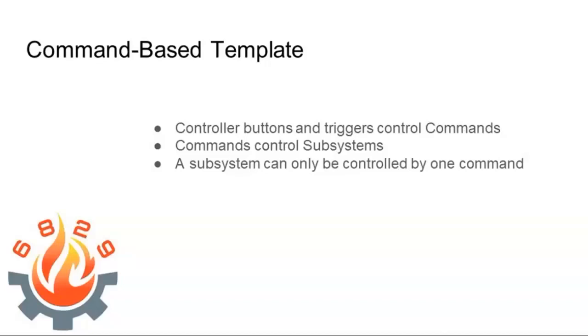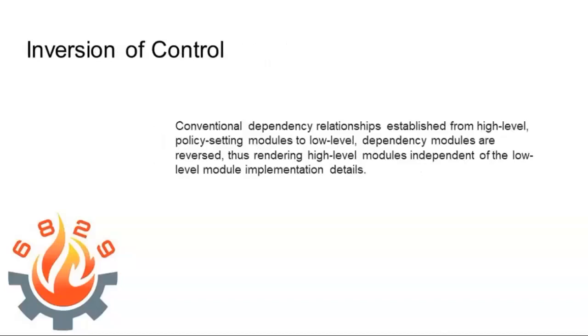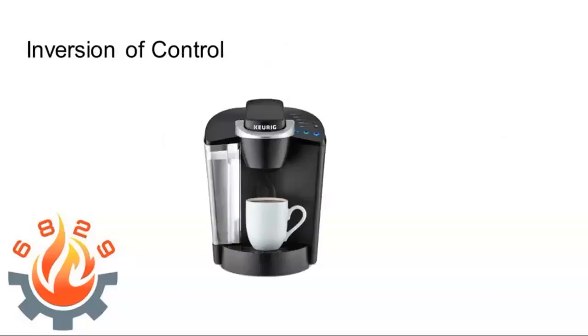So one of the things I want to talk about is inversion of control. Here's the formal definition: conventional dependency relationships established between high level, whatever. All right. What you'll find in software engineering is there are lots of buzzwords, right? And so you're stuck trying to learn buzzwords while you're trying to learn concepts. So what I want to do is ignore all that garbage and talk about something you know, a Keurig.